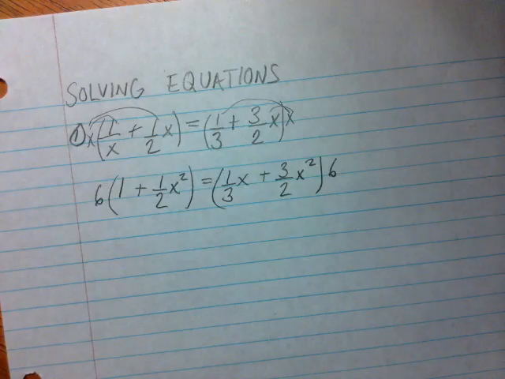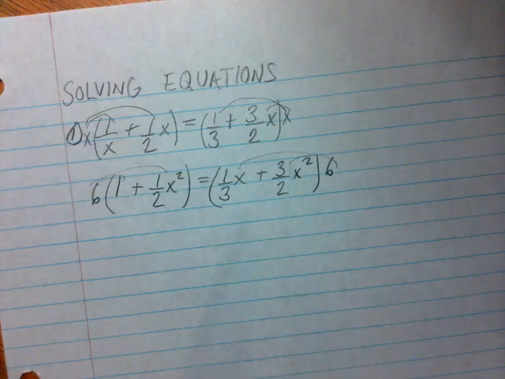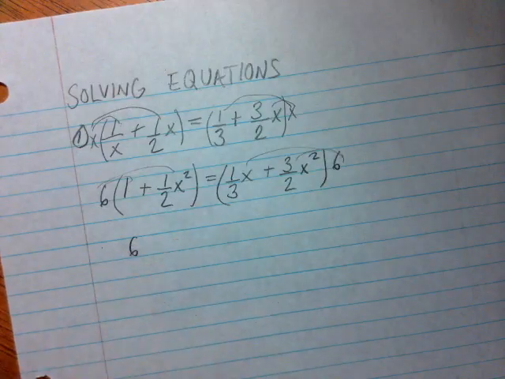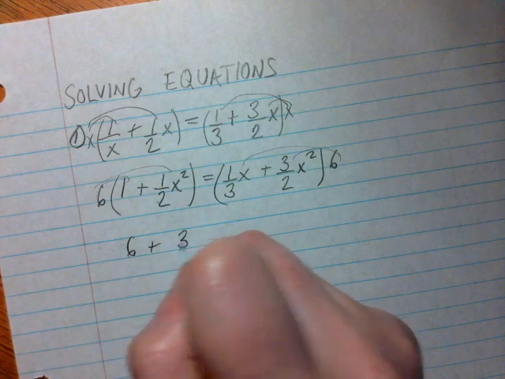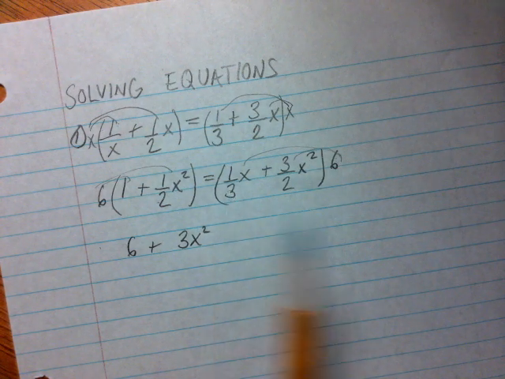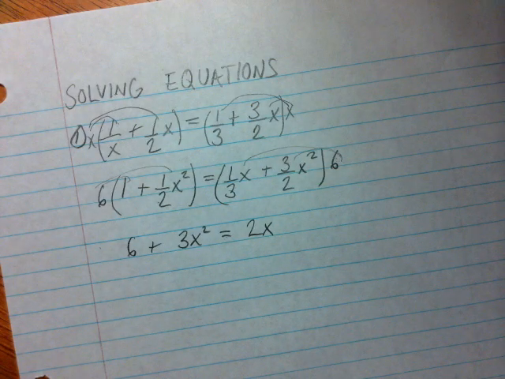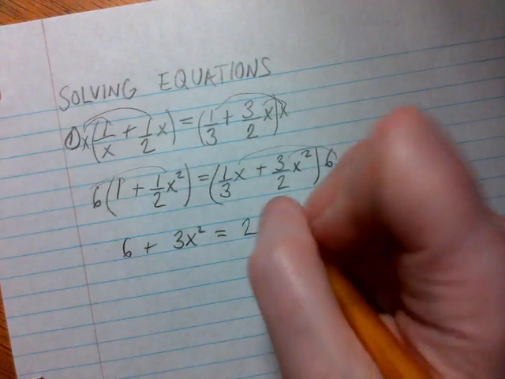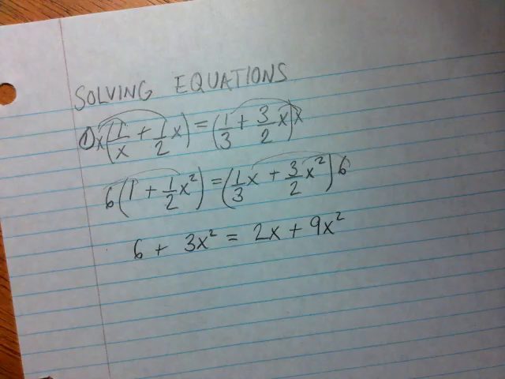So that's what I'm going to do next. And I'm going to distribute again to each term. So everything needs to be multiplied by 6. 6 times 1 is 6. So 6 times 1/2 is going to be 3. So that's 3x squared. Over here, 6 times 1/3 is 2. This is 2x. And then 6 times 3 over 2 is 18 over 2, or 9. So this is 9x squared. Okay, so now there's no more fractions.